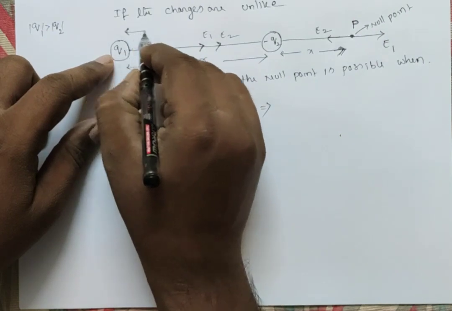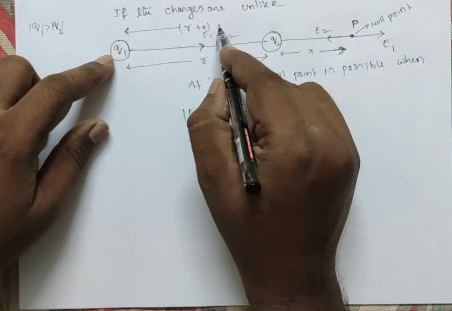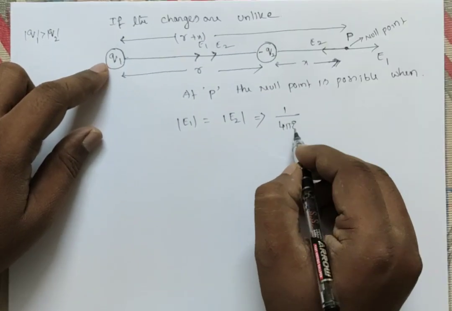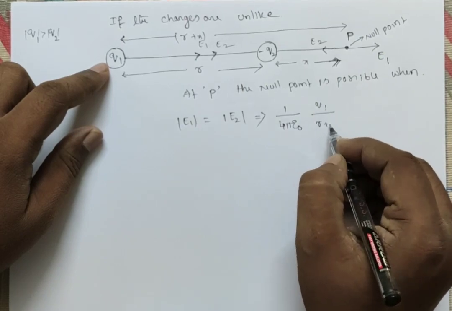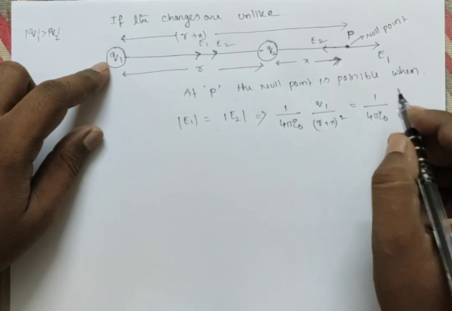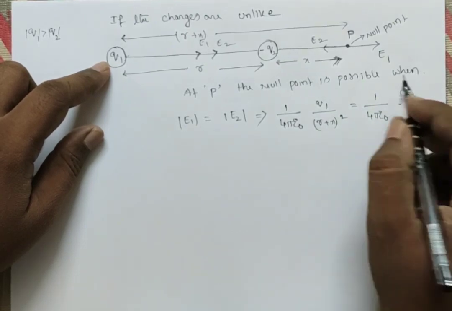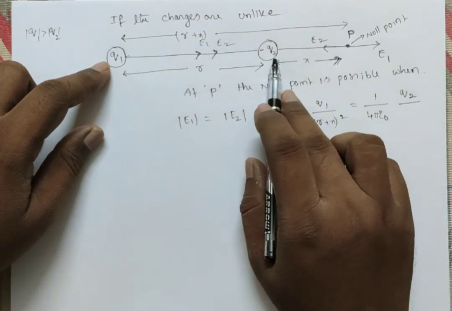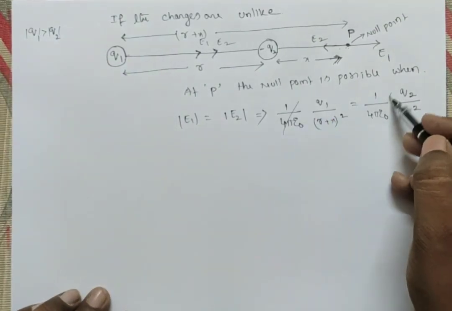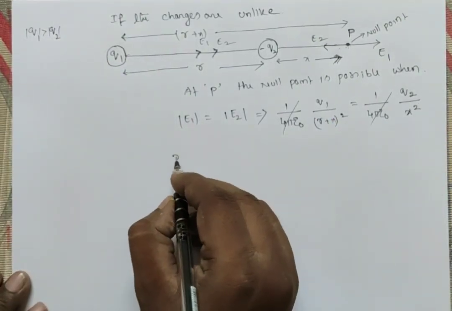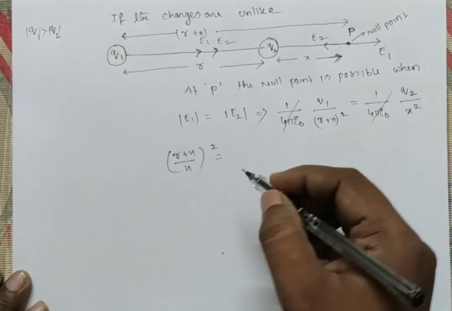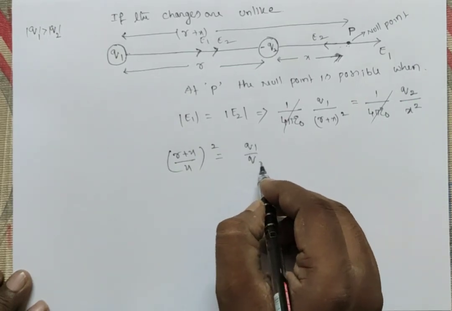R plus X. That's why E1 you can write as 1 upon 4 pi epsilon naught Q1 by R plus X whole square, equal to 1 upon 4 pi epsilon naught Q2 by, from Q2 the distance of P is X, so X square. Now these two get cancelled, then we can write R plus X by X whole square equals Q1 by Q2.